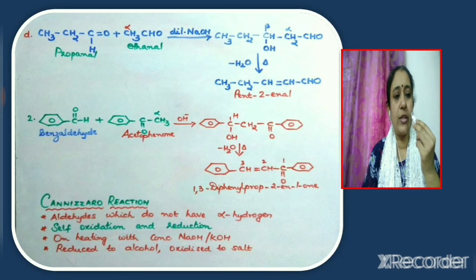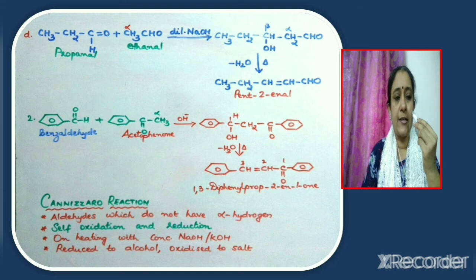Now consider the fourth case. Here the reaction takes place between propanal and ethanal in the presence of dilute NaOH. Ethanal should be written first. You can mark the alpha hydrogen of ethanal because it is this hydrogen which gets shifted to the carbonyl oxygen of propanal. We get an aldol which, when heated, eliminates a molecule of water, and the final product obtained in this case is pent-2-enal. So these are the four different cases. When ethanal is made to react with propanal, we can get four different products.